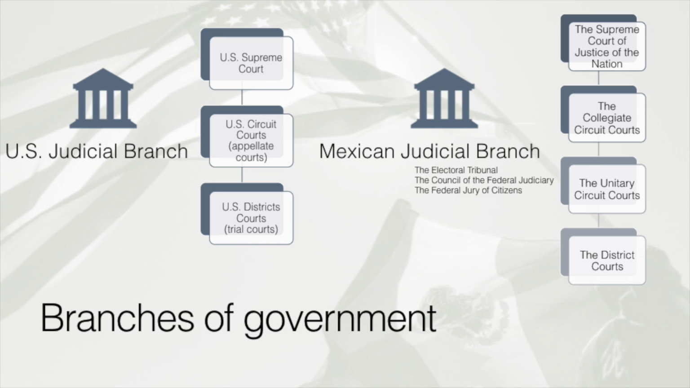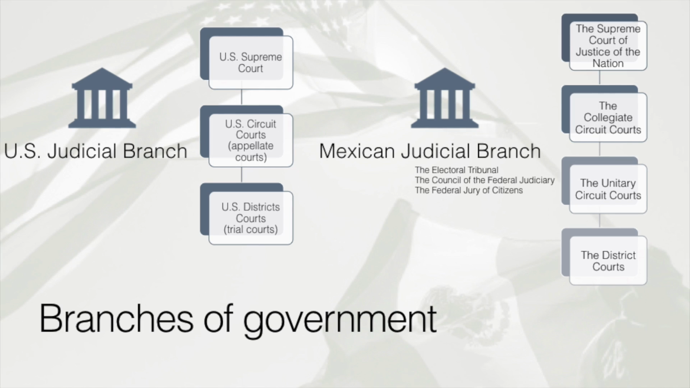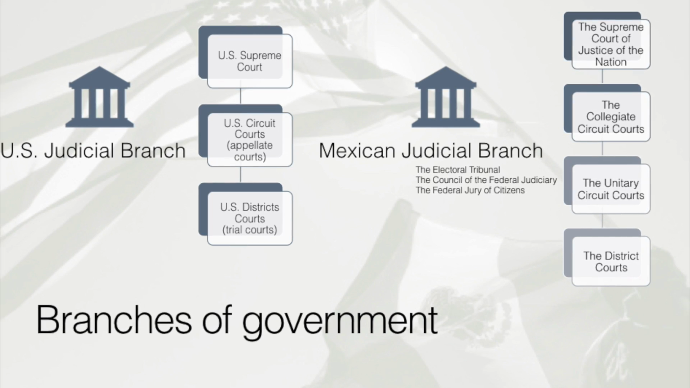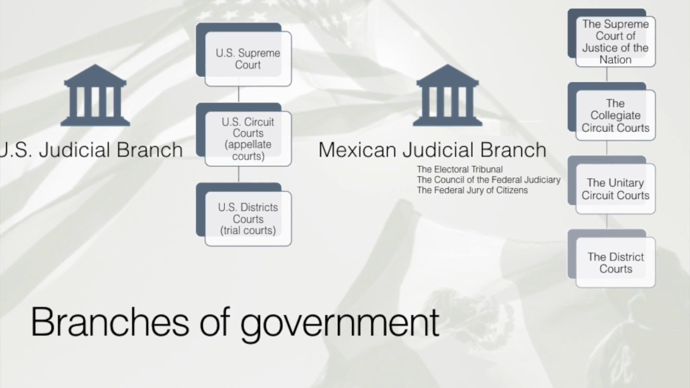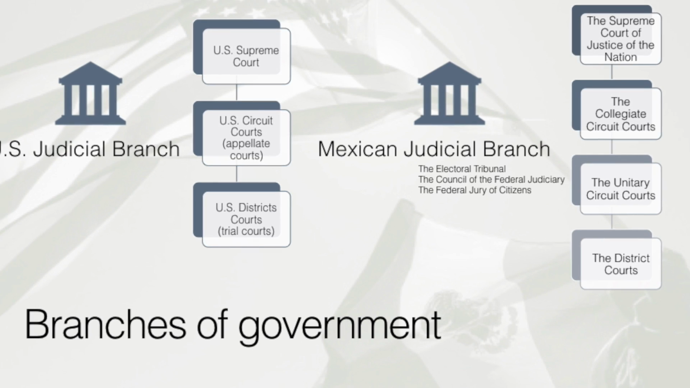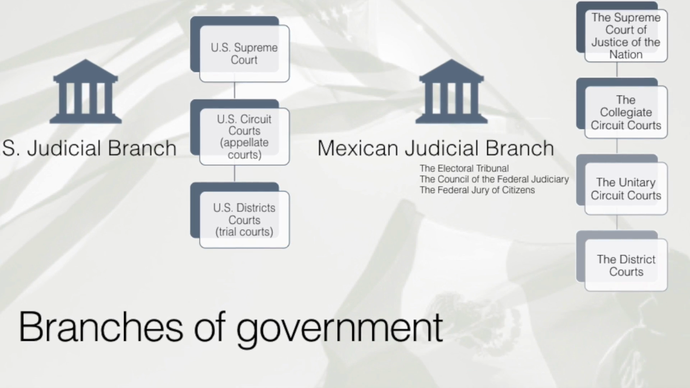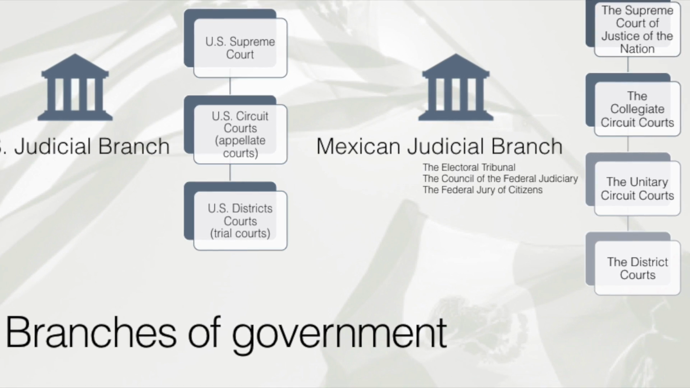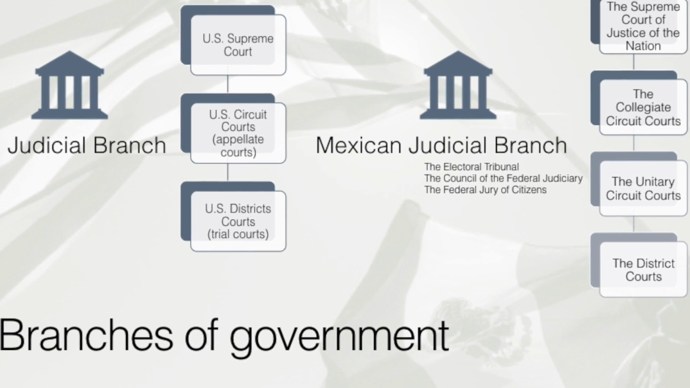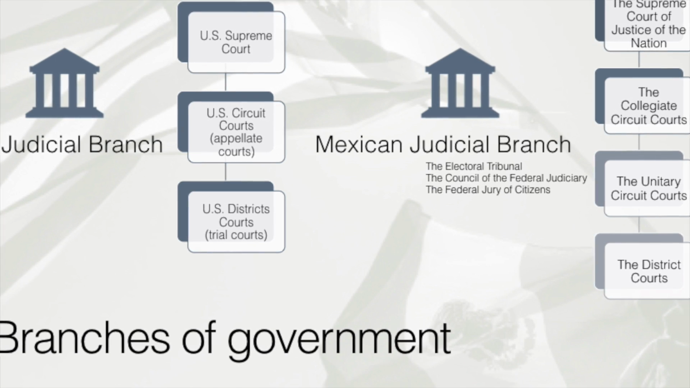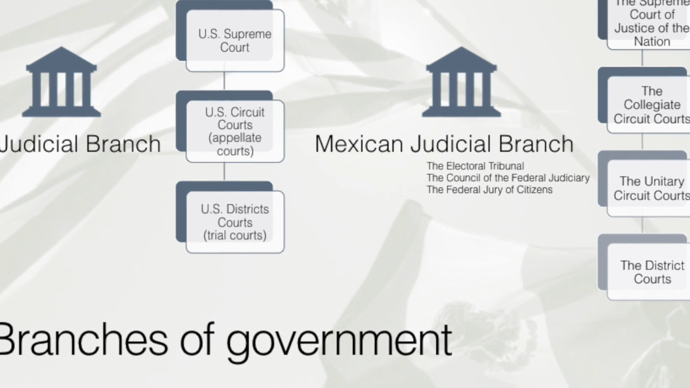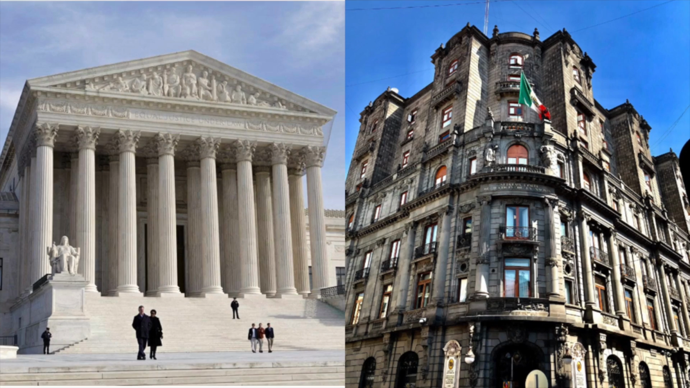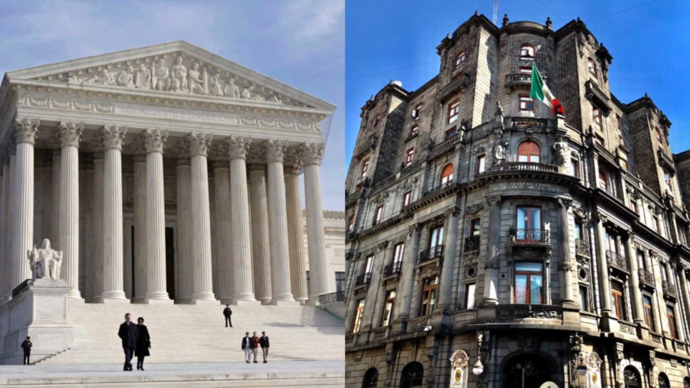Talking about the judicial branch, the US one starts with the US District Courts, passes to the US Circuit Courts, and finally the US Supreme Court. The Mexican one starts with the District Courts, passes to the Unitary Circuit Courts, then to the Collegiate Circuit Courts, and finally the Supreme Court of Justice of the Nation. Also, in the Mexican judicial branch are the Electoral Tribunal, the Council of the Federal Judiciary, and the Federal Jury of Citizens. Here you can see on the left the US Supreme Court, and on the right the Mexican Supreme Court.